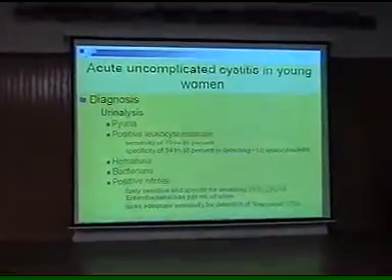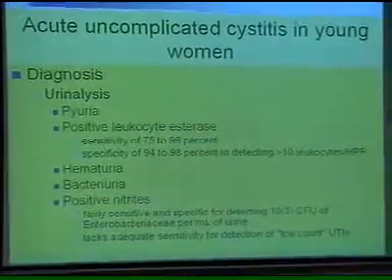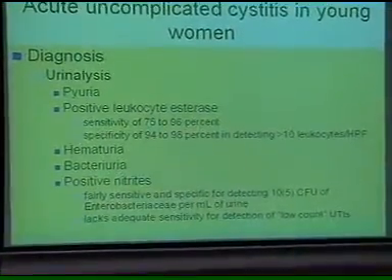What you can do is check leukocyte esterase, which is an enzyme present in the white blood cells. If this is positive, it has a pretty good sensitivity and specificity for pus cells. So you don't have to do microscopy. You just do a dipstick.